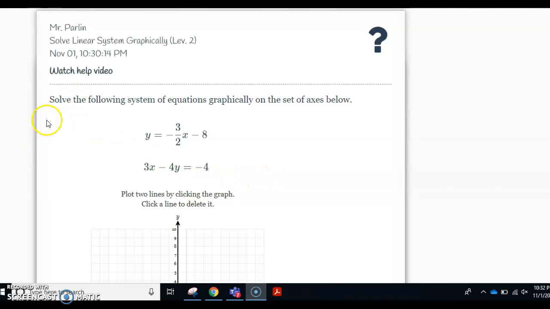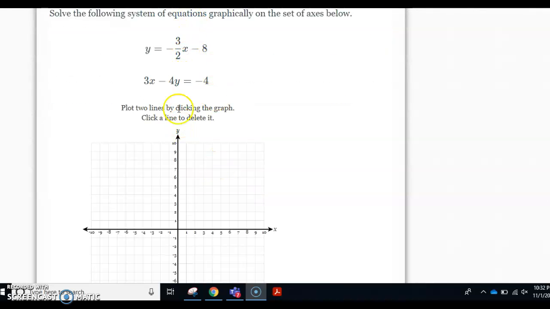Again, in this question, we are being asked to solve the following system of equations graphically on the set of axes below. So you have your system of equations. Notice this first one is in slope-intercept form. The second one is in standard form. But we can simply graph these two and look at where they intersect to determine the solution.